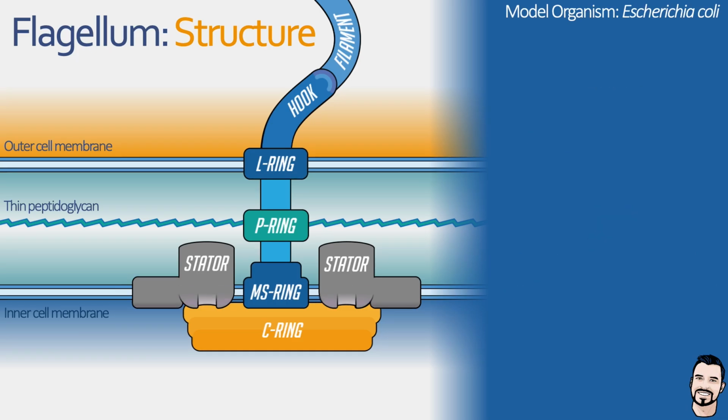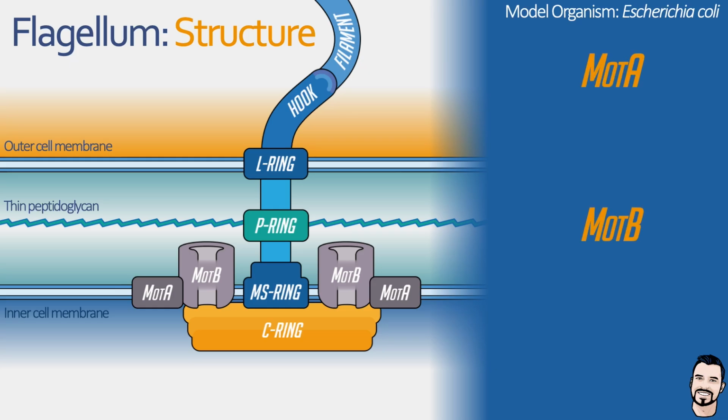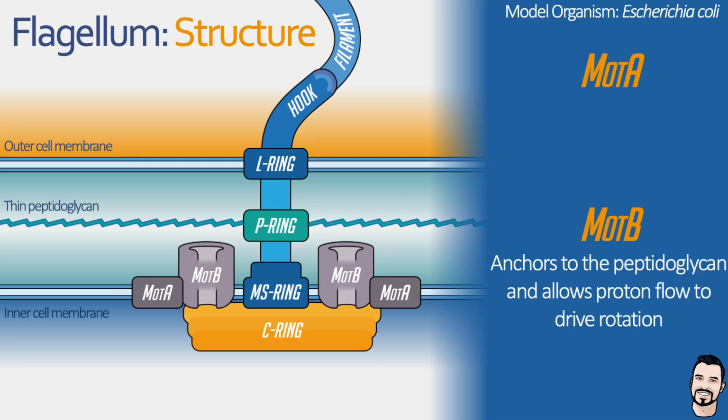This is a critical component of the flagellum which powers its rotation. It's embedded within the inner cell membrane and is made up of two key proteins, MotA and MotB. Now, although it doesn't look like it from the diagram here, these proteins form a ring of around 8 to 10 stator units around the base of the flagellum, and each subunit consists of 4 MotA and 2 MotB proteins. Now, MotB anchors the stator to the peptidoglycan layer of the cell wall, keeping the stator in a fixed position relative to the rotating motor.